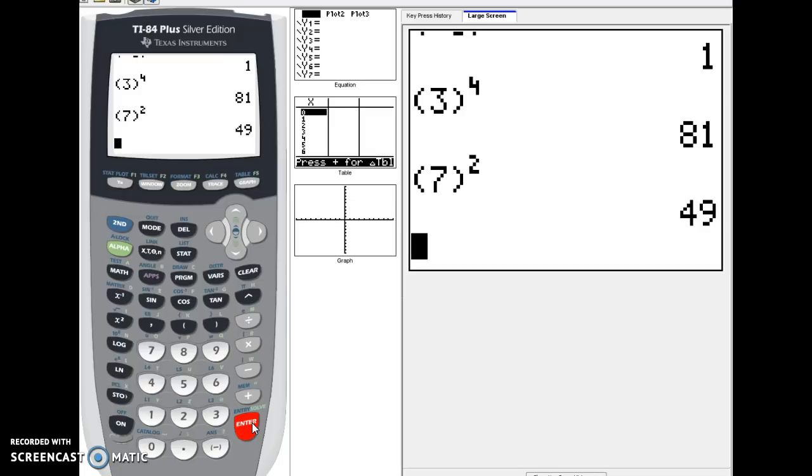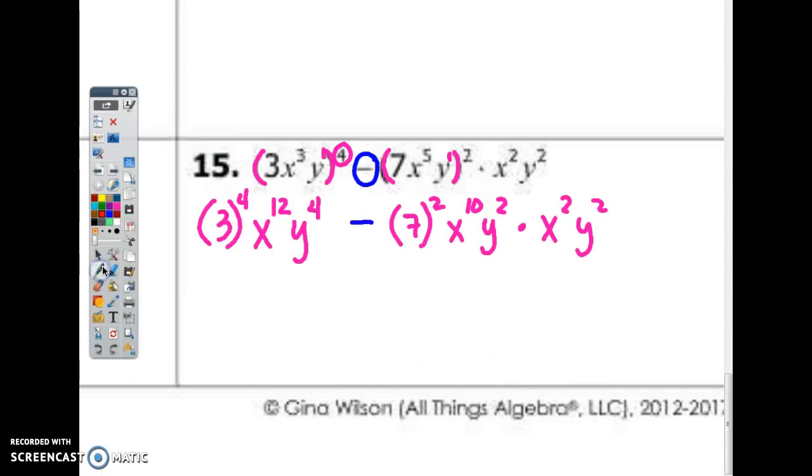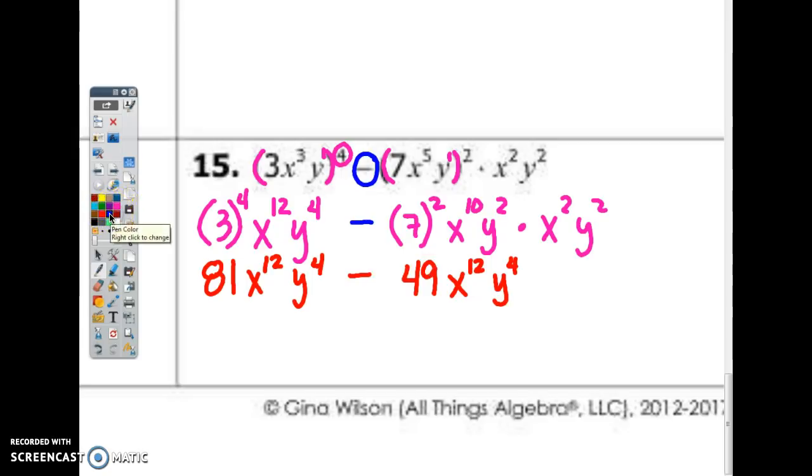So I have 81 and 49. So right here I have 81, x to the 12, y to the 4th. Right here I have 49. And count all the x's. So on this side, how many x's do I have total? 12. X to the 12. How many y's do I have in total? Y to the 4th. Now they're the same, right? So now I can subtract them. So you're going to do 81 minus 49. What does that give you? 32, x to the 12, y to the 4th. Remember, you do not combine those because you're subtracting, not multiplying. Okay?